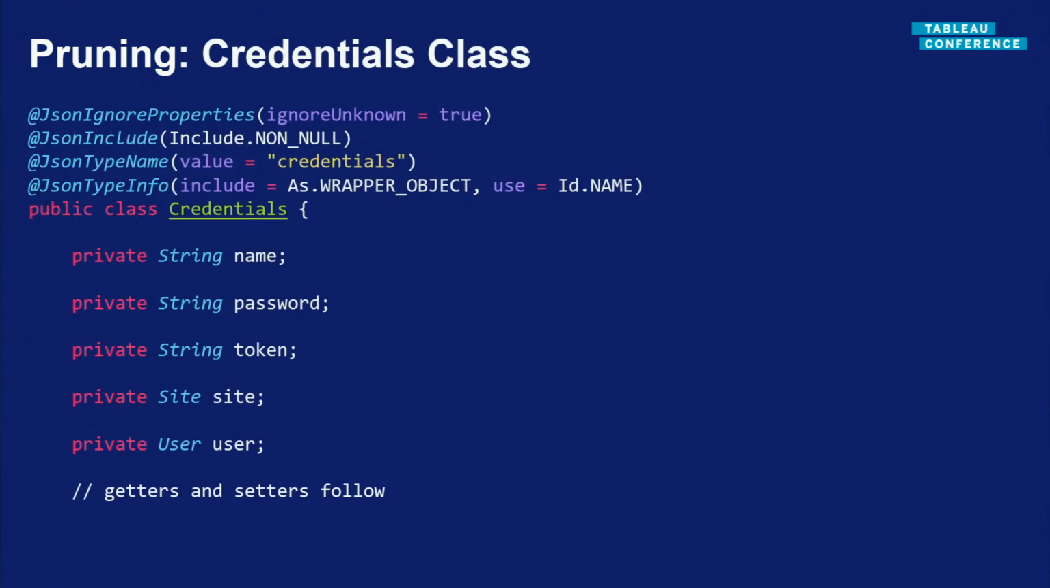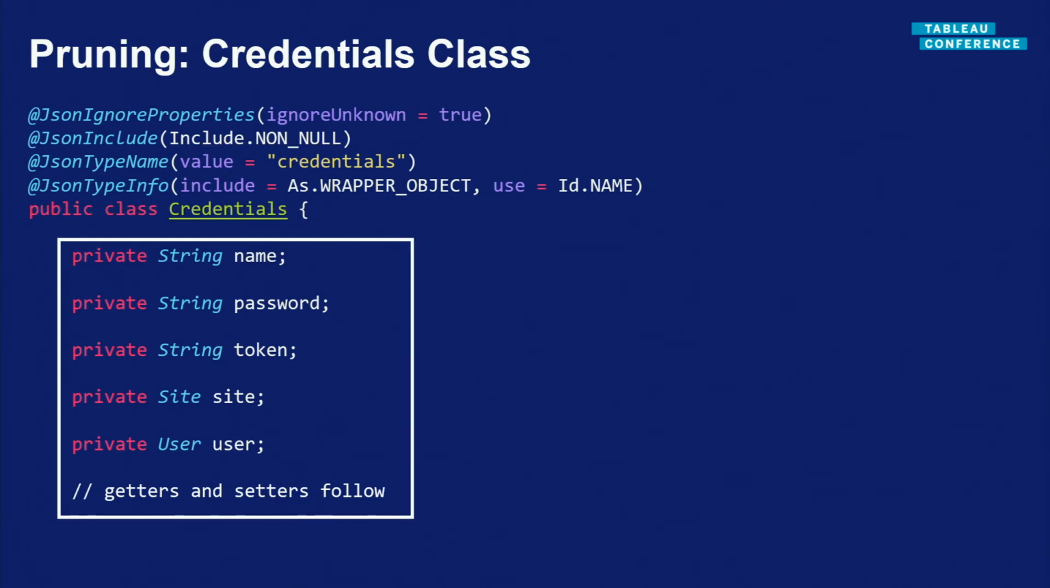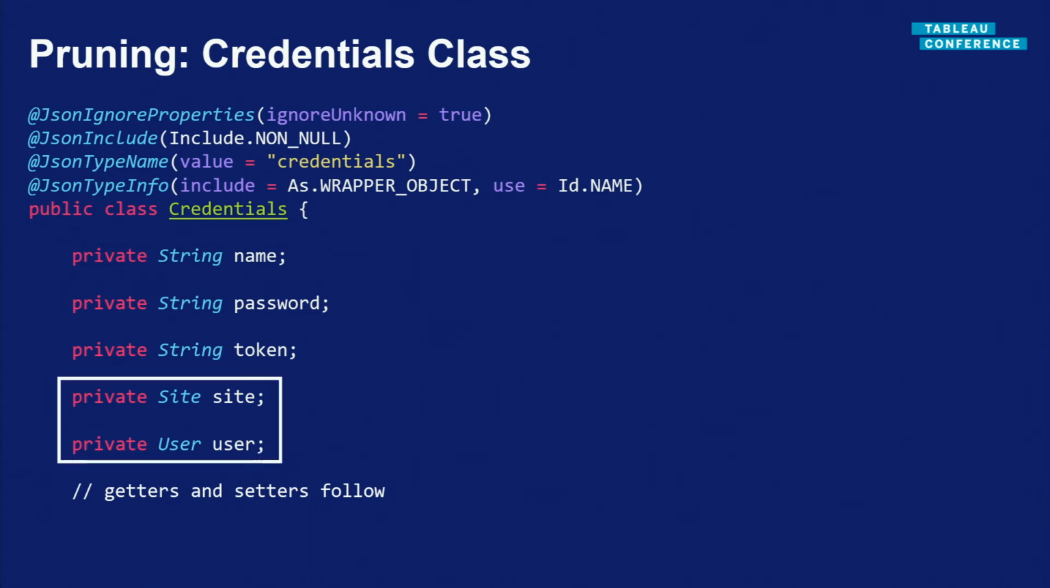Now, to create this JSON payload in Java, we're going to use the Jackson library and annotated classes. So here's what our credentials class would look like. The first annotation tells Jackson that when deserializing JSON, ignore any JSON that doesn't match the fields listed below. This is very useful when using the experimental API. We also only want to serialize fields that have non-null values, and we want to wrap the whole thing in a top-level JSON credentials field. Lastly, we will define the actual fields and getters and setters for each. Note that we'll have similarly annotated classes for the site and user object.